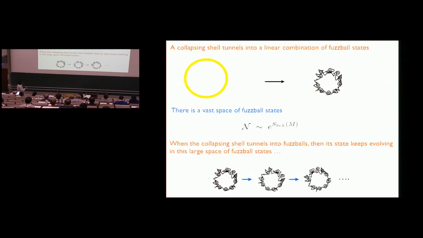So a collapsing shell does tunnel into fuzzballs. We said that. We saw there was the amplitude to tunnel. But once it becomes a fuzzball, what happens after that? Well, there are lots and lots of fuzzballs. So in the whole space of fuzzballs, the fuzzball keeps evolving and changing its shape. Okay, the state of the fuzzball can keep changing. There are e to the S fuzzballs of the same mass, so you may initially make this fuzzball, but it's going to keep changing and moving through the whole space of fuzzballs. What about that part of the evolution? We have to think about that.